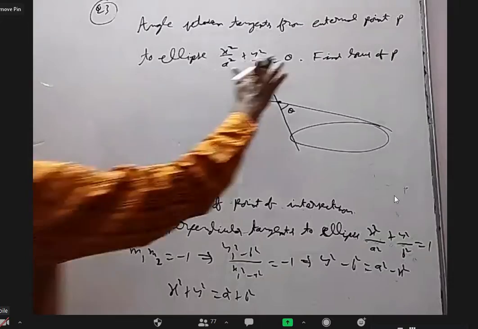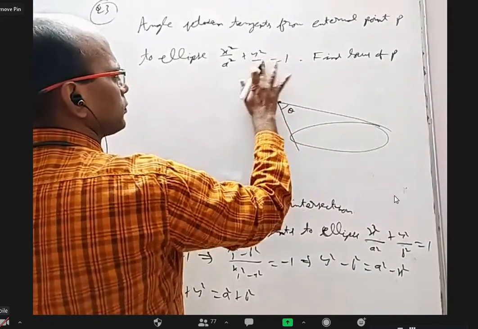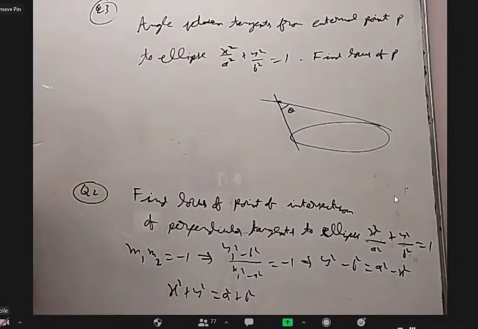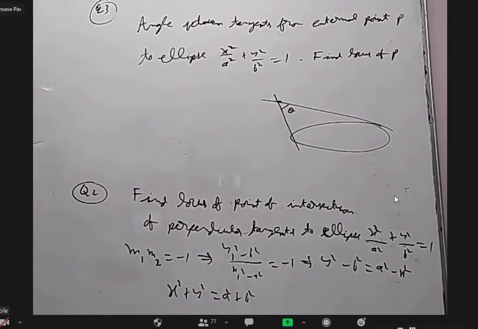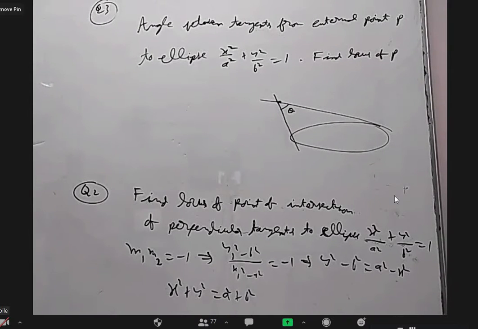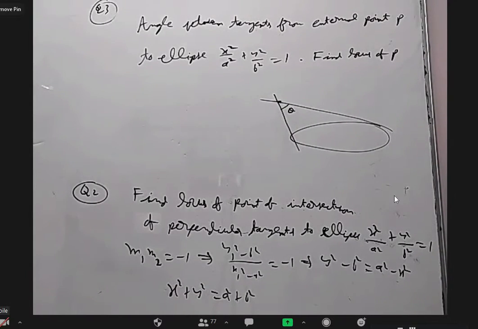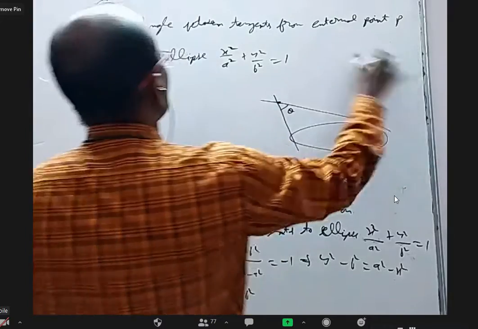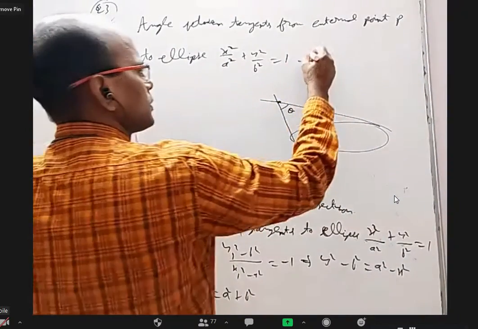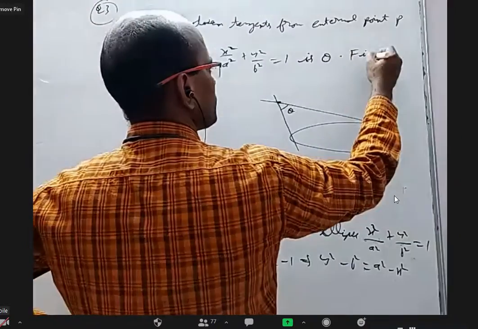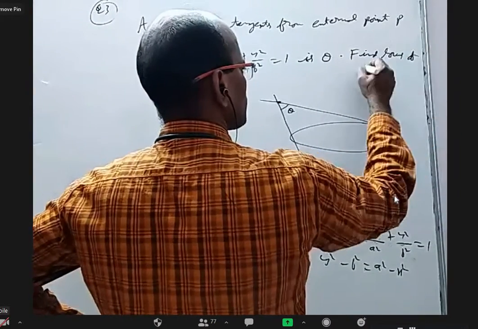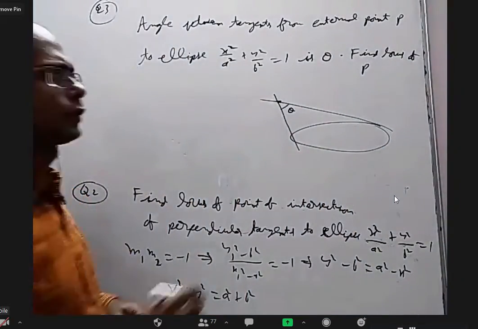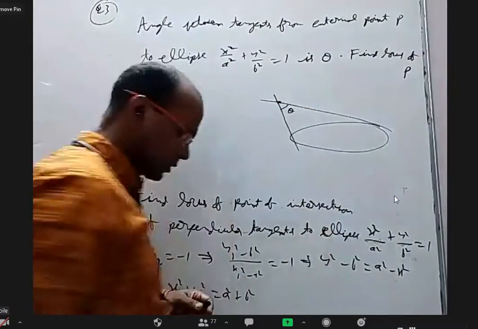Sorry, it is theta. Angle between tangents from external point P to ellipse is theta. Find the locus of P. Okay, try to complete it yourself, and if somebody gets the answer, tell me.